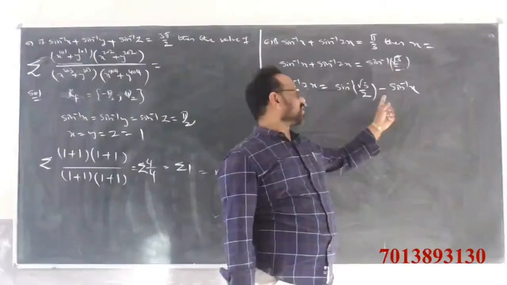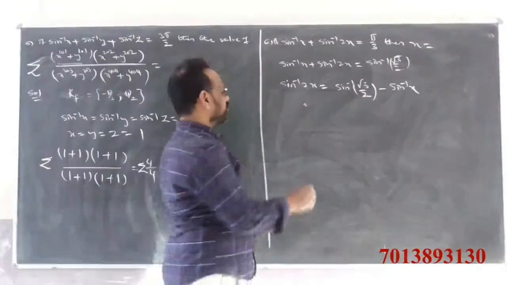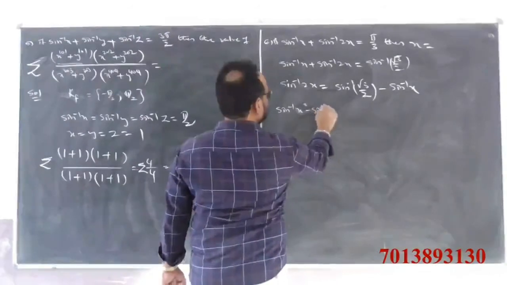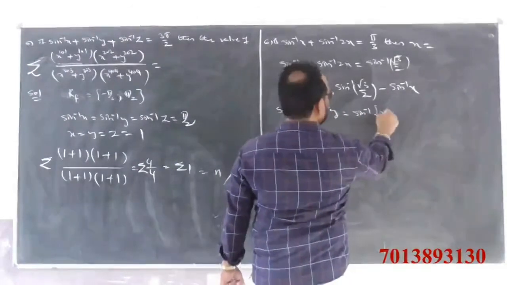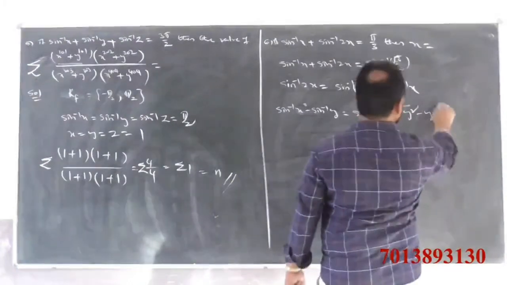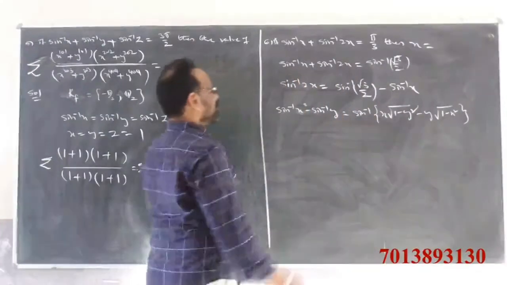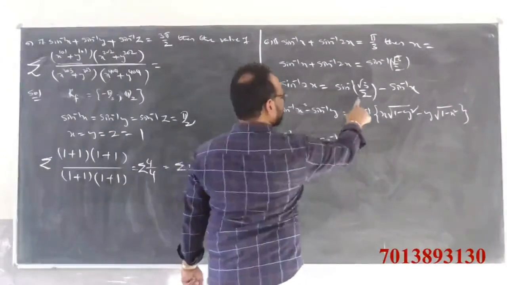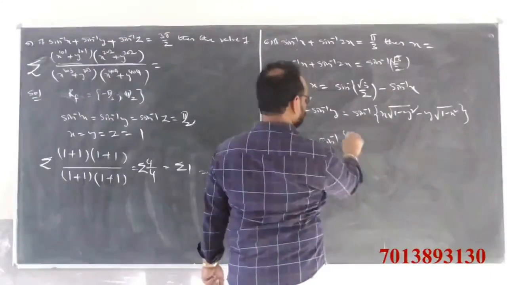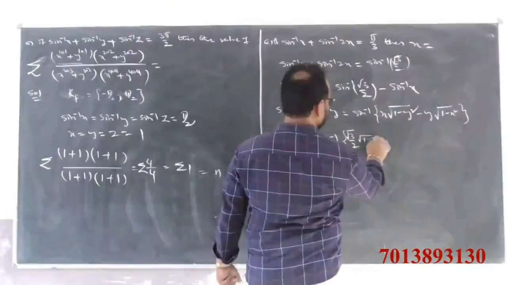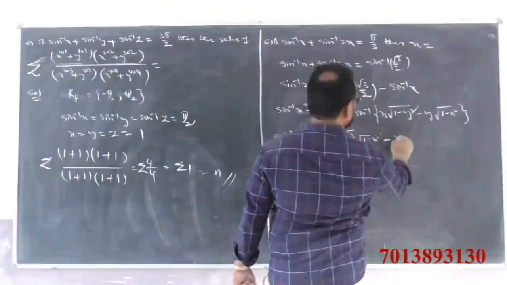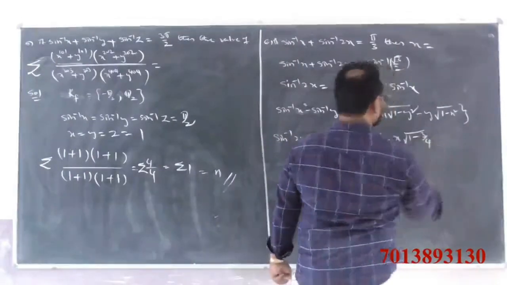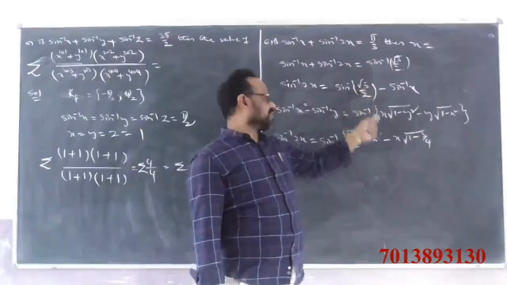Already we know that sin inverse x minus sin inverse y is equal to sin inverse of x into square root of 1 minus y square minus y into square root of 1 minus x square. That is the formula. So if you substitute here, sin inverse of 2x is equal to sin inverse of, this is x, this is y, root 3 by 2 into square root of 1 minus x square, minus x into square root of 1 minus 3 by 4.